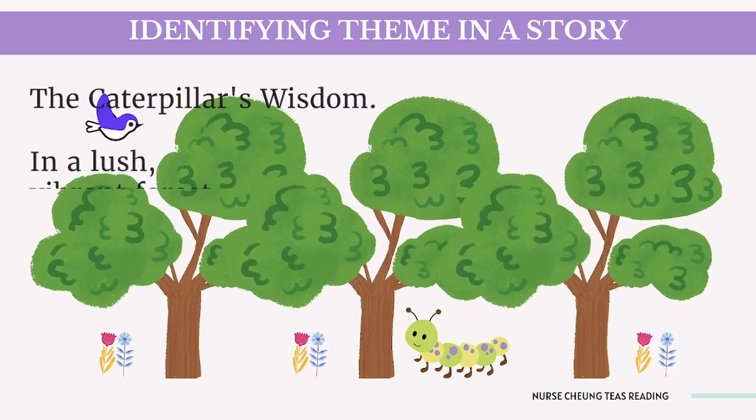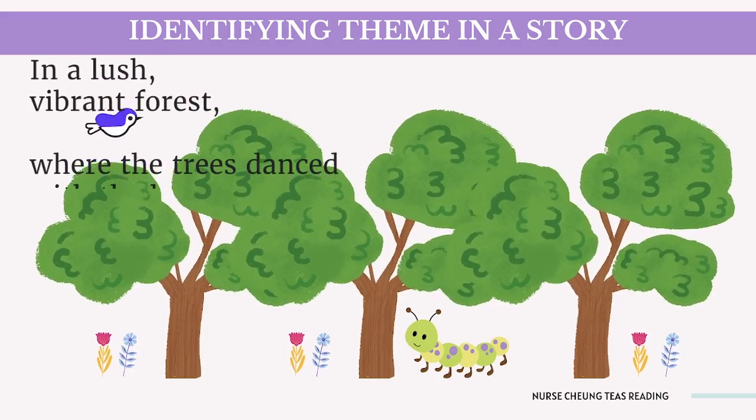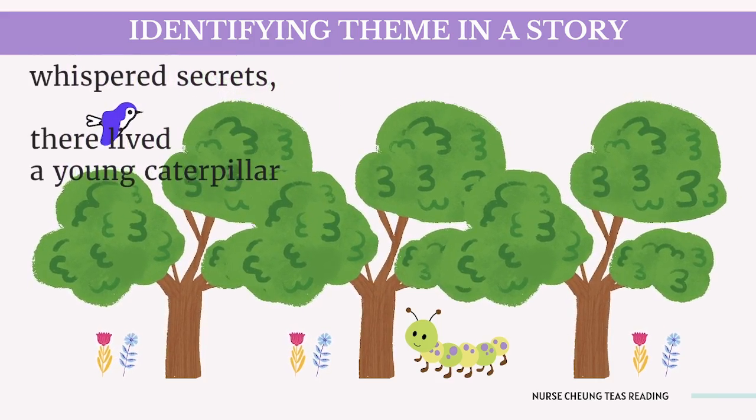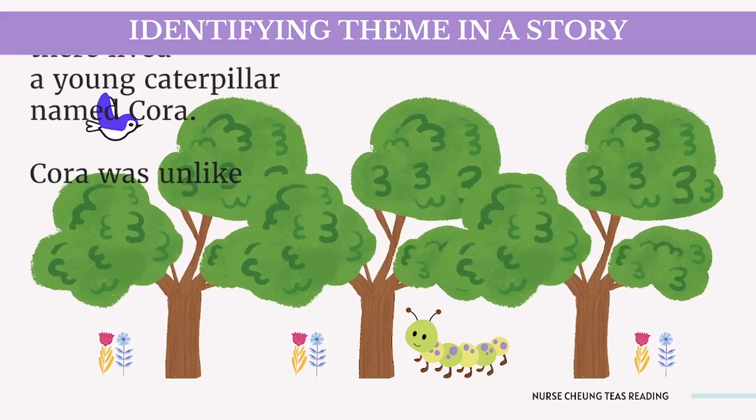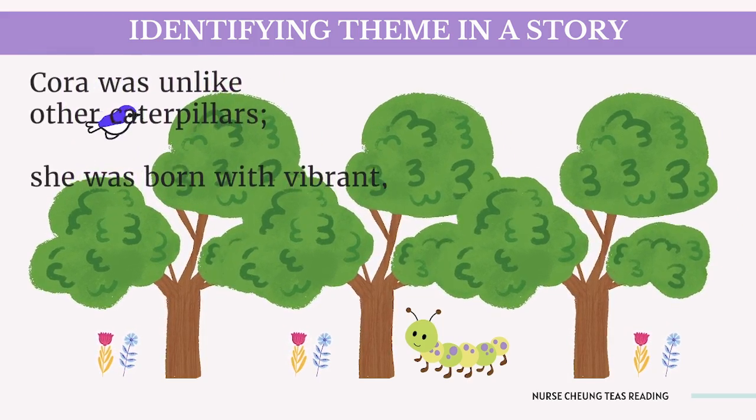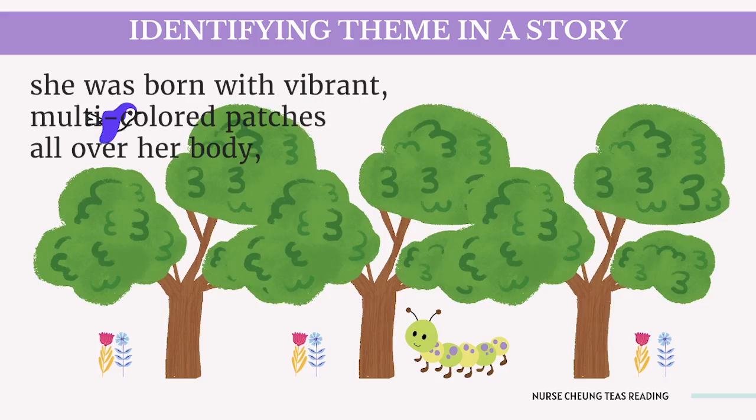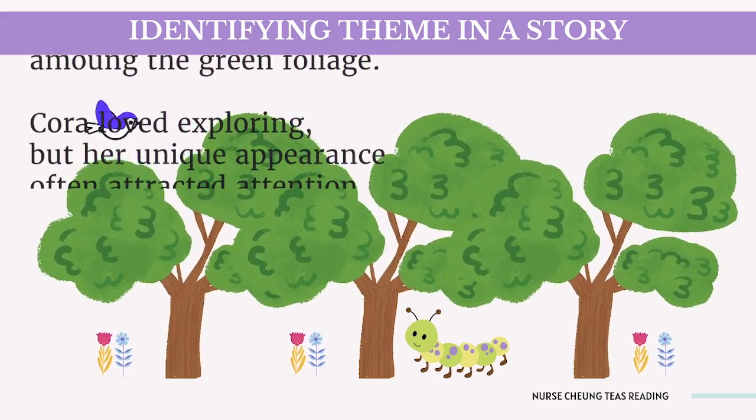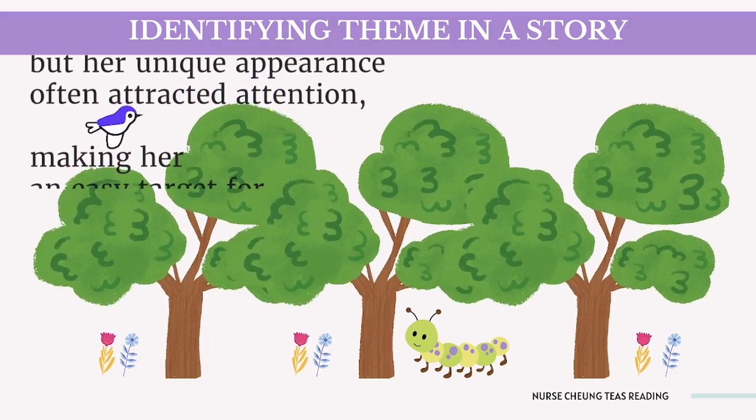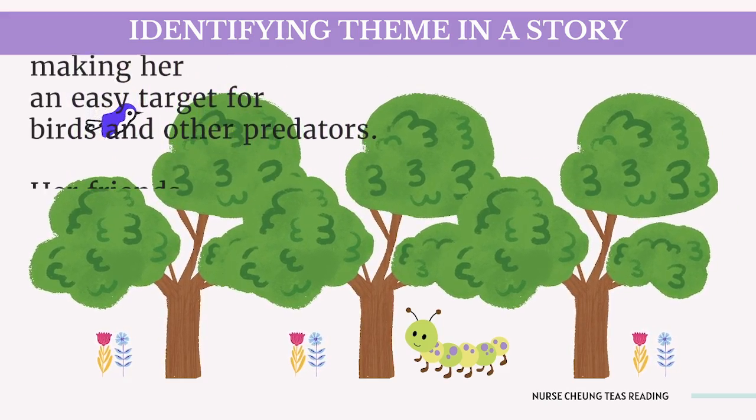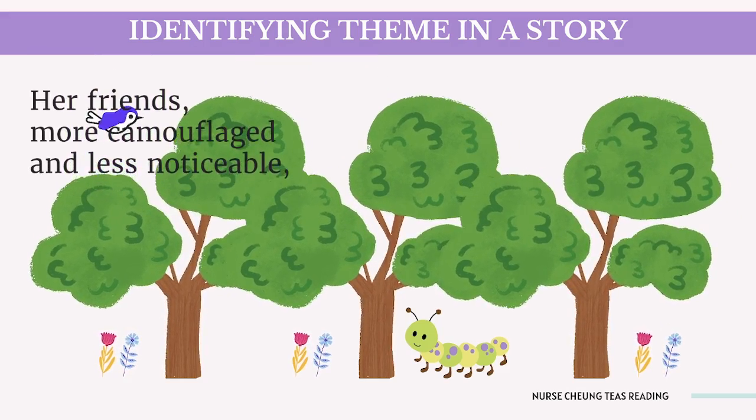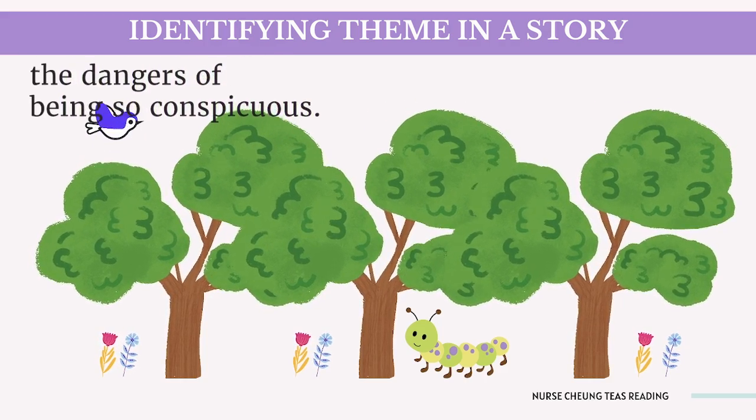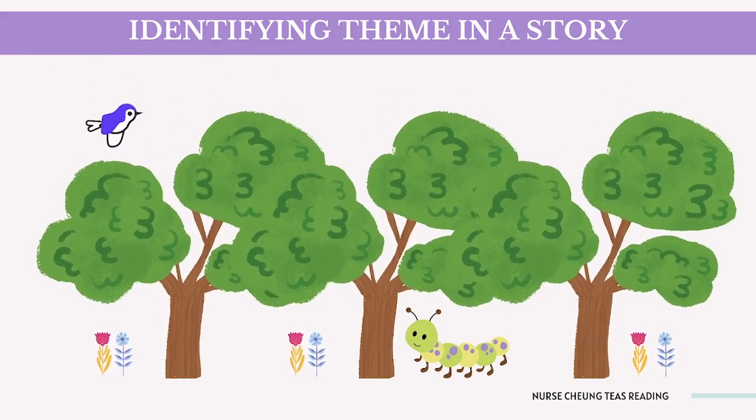In a lush, vibrant forest where the trees danced with the breeze and the flowers whispered secrets, there lived a young caterpillar named Cora. Cora was unlike other caterpillars. She was born with vibrant, multicolored patches all over her body, making her stand out amongst the green foliage. Cora loved exploring, but her unique appearance often attracted attention, making her an easy target for birds and other predators. Her friends, more camouflaged and less noticeable, warned her about the dangers of being conspicuous.